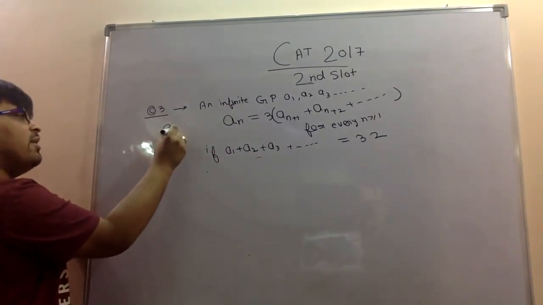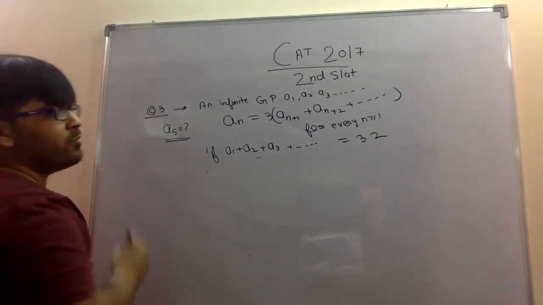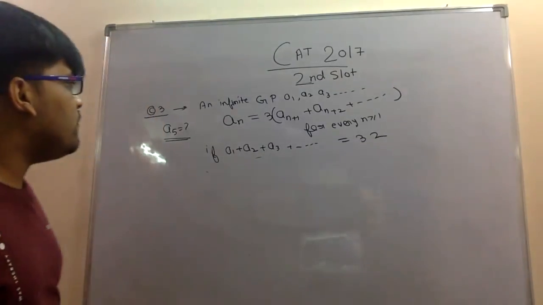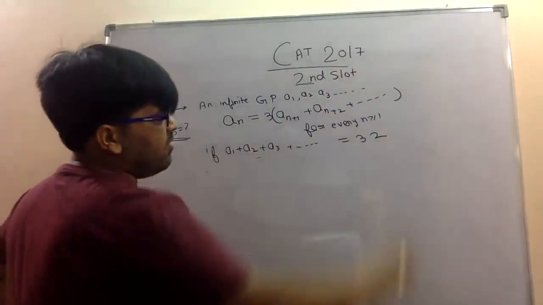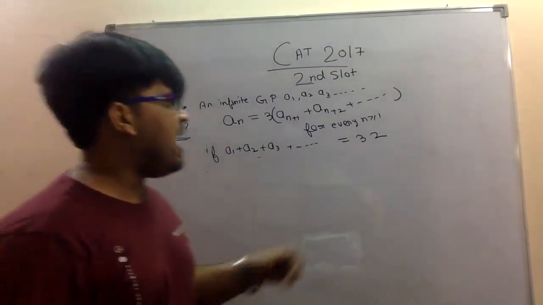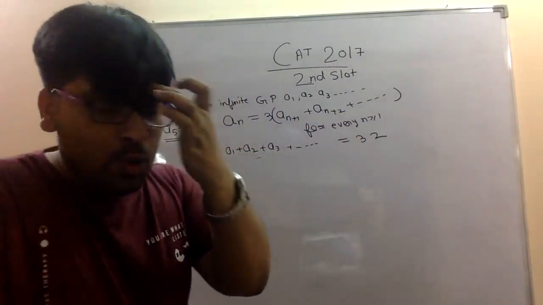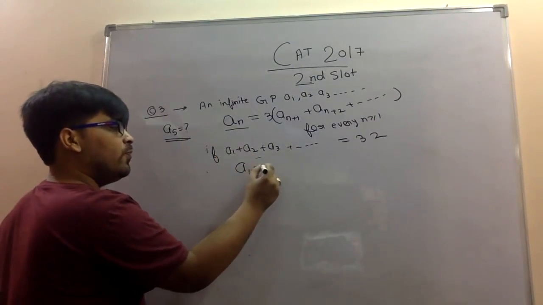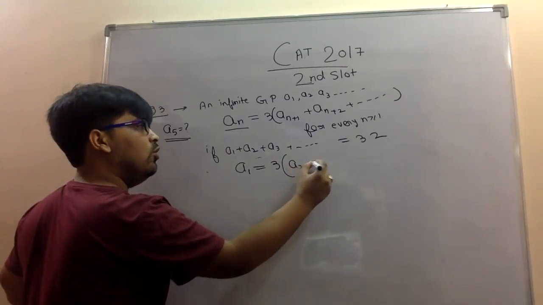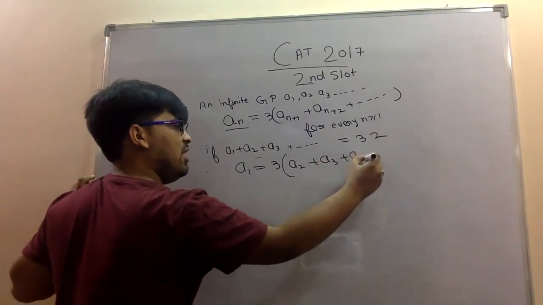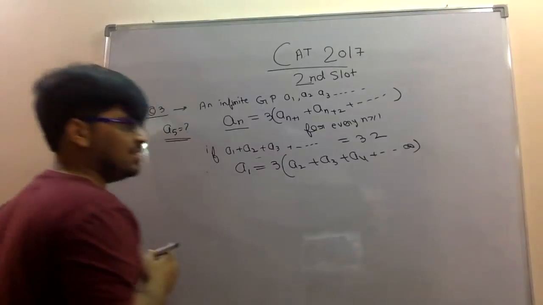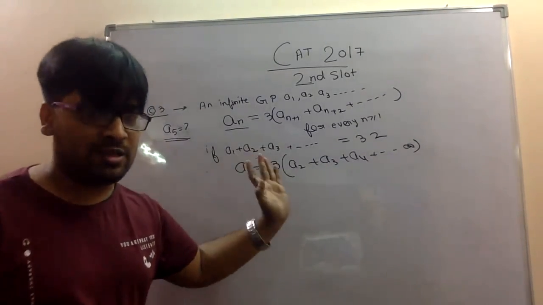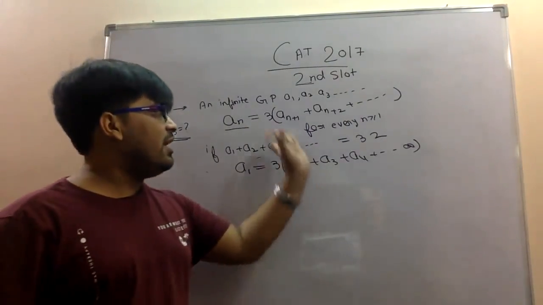A5 की वैल्यू तुम्हें फाइंड करनी है, A5। ठीक है, स्टार्ट करते डिस्कशन। An infinite GP A1, A2, A3, A4 and so on, and for every n greater than or equal to 1, let n is equal to 1, that A1 is equal to 3 times of A2 plus A3 plus A4 and so on to infinity. This is the condition given. Or we can also say that A2 is equal to 3 times of A3 plus A4 and so on. This is the condition given here.